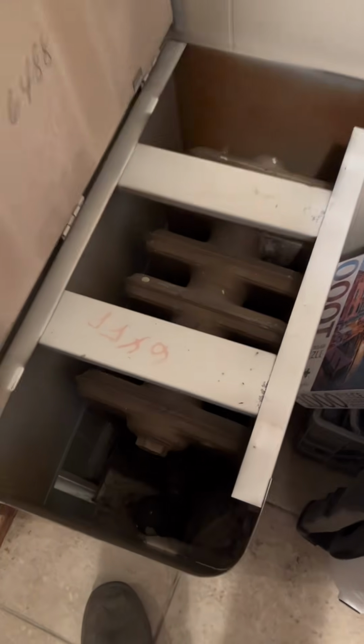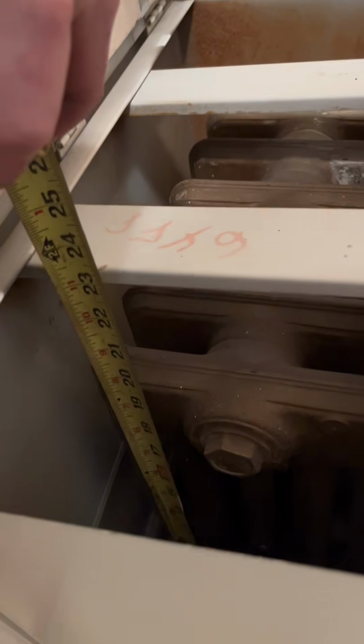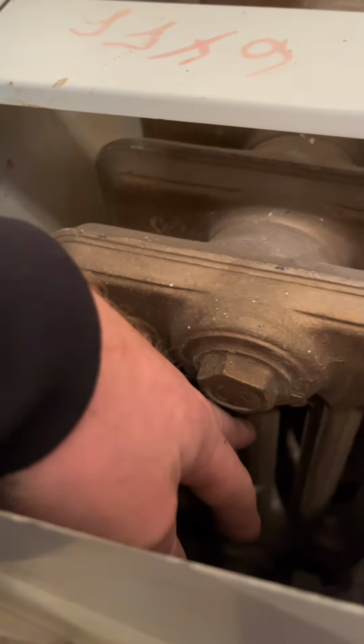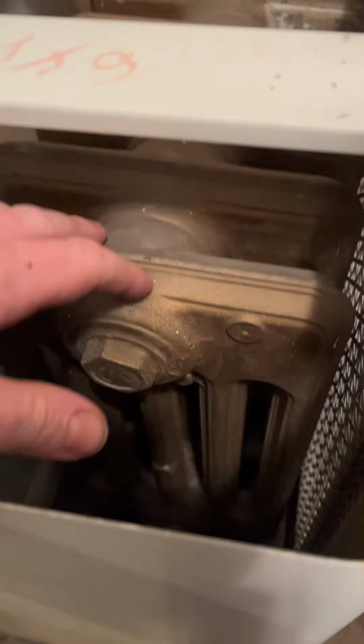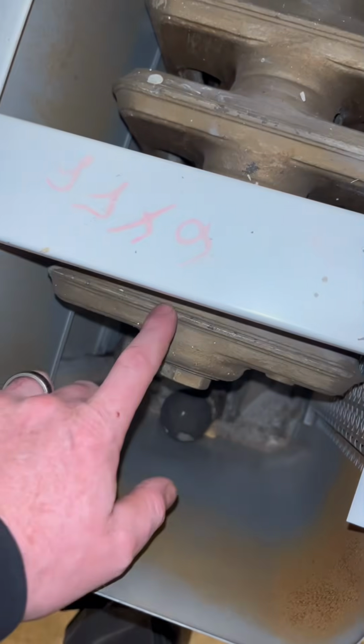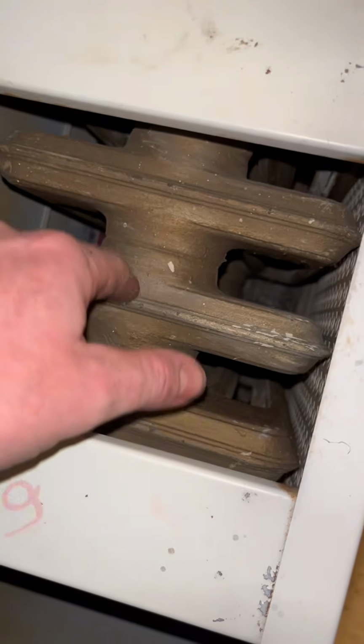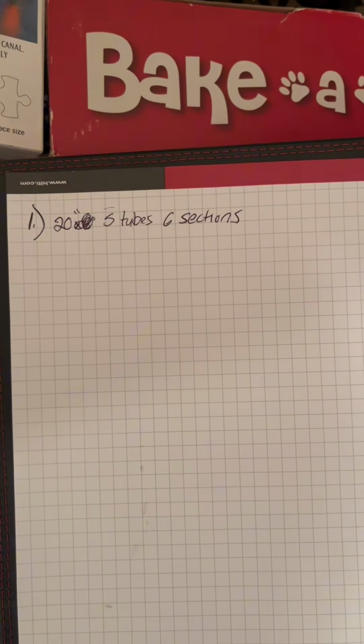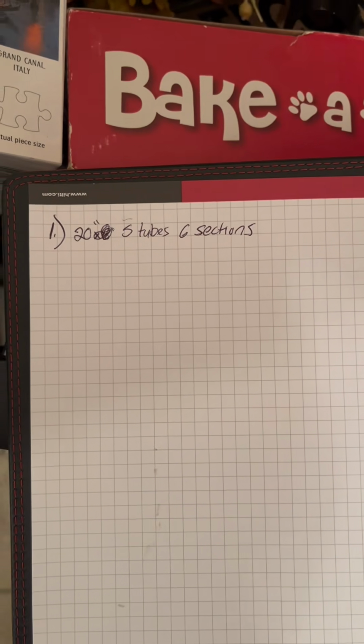This is out of a Weil-McLean manual. And we're going to measure our radiators. We want to know what the height is. We want to know how many sections are on there. And we want to know how many tubes each radiator has. These are tube-type radiators. They also make thin-line tube-type radiators. If you were able to measure the width of it, you would know which one you have from looking at the chart. So we're going to write down every single radiator in the house.